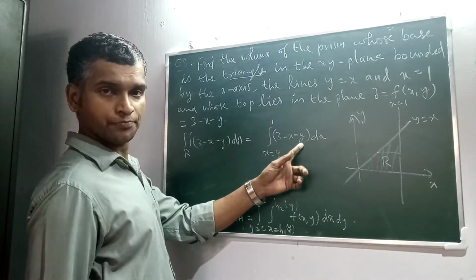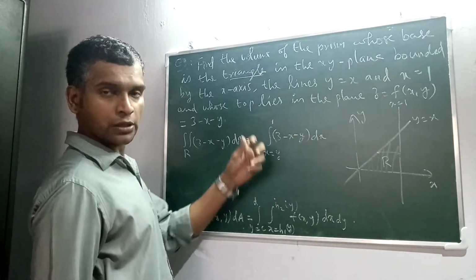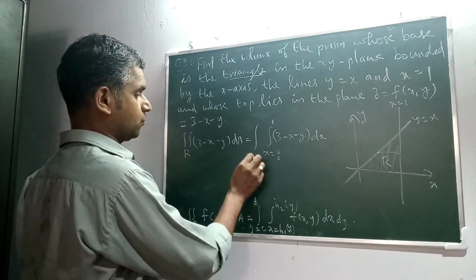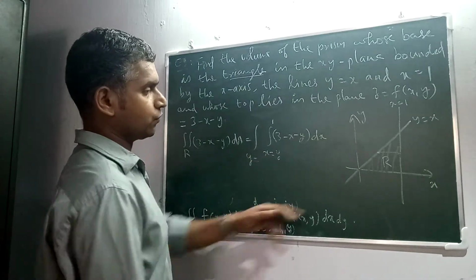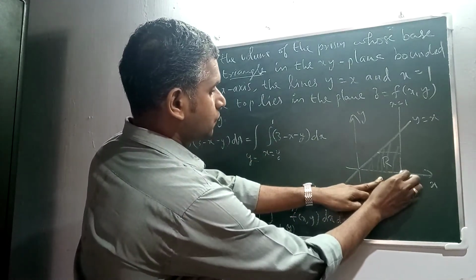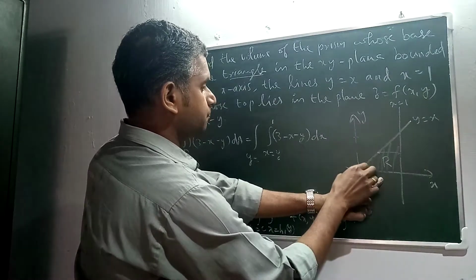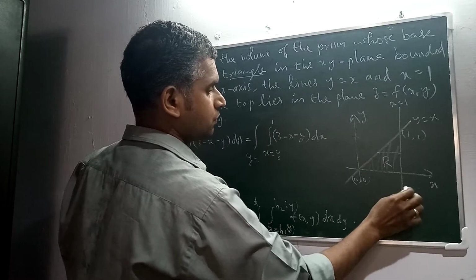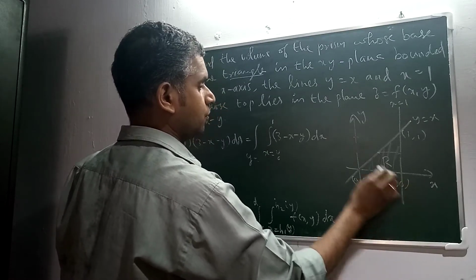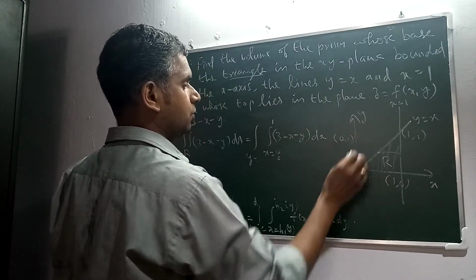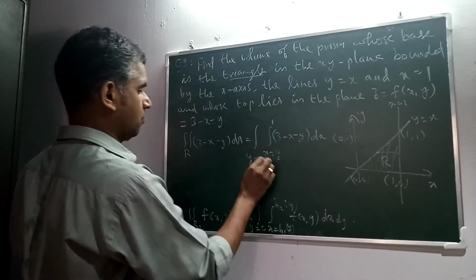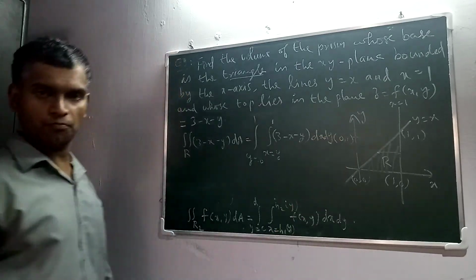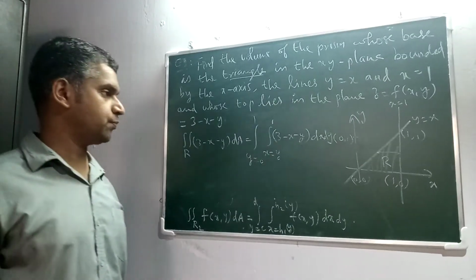keeping y fixed. When you evaluate this, you will get a function of y and integrate that function of y with respect to y. So y varies from where to where? Y varies from 0 to 1. This is the point 1 comma 1. This is 0 0. This is 1 0. This is 0 1. So y varies from 0 to 1, dy. This is what you are supposed to do.